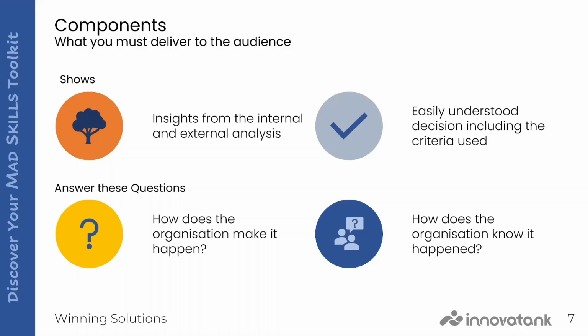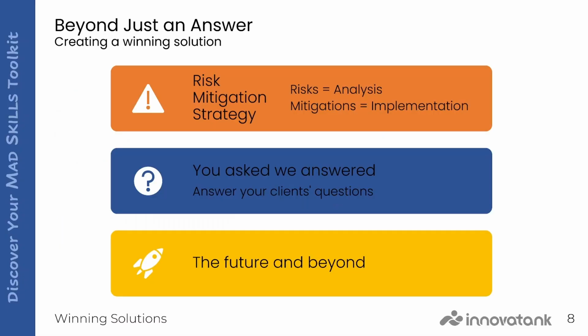What are the criteria used? How does the organization make it happen? And how does the organization know that it's happening? Those are, again, two important questions that you need to be able to answer as you move through the story that you're telling. And going beyond the answer, it's talking about a risk and mitigation strategy.